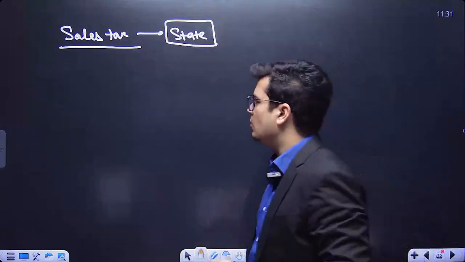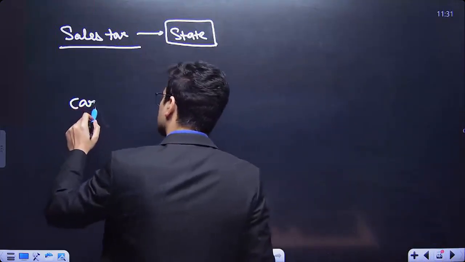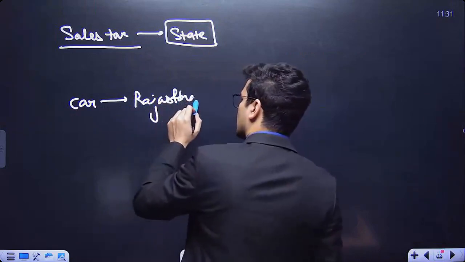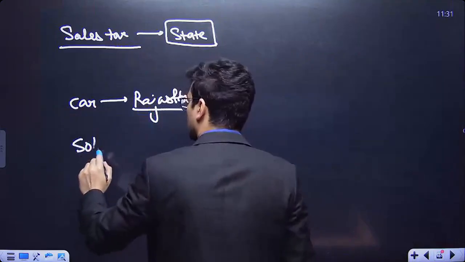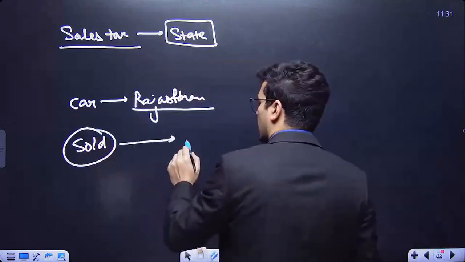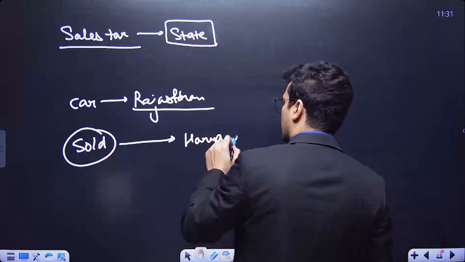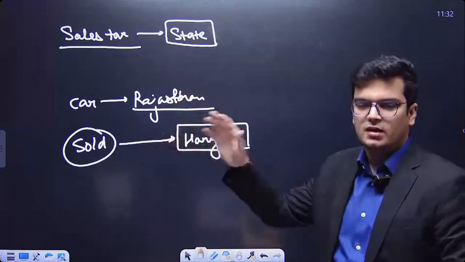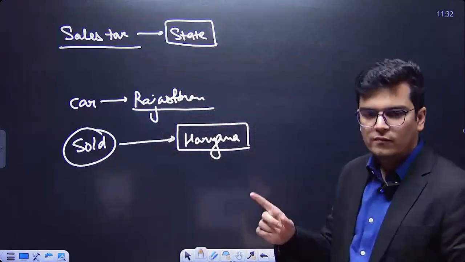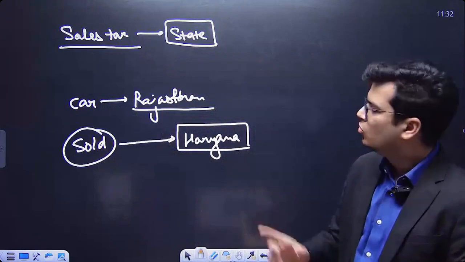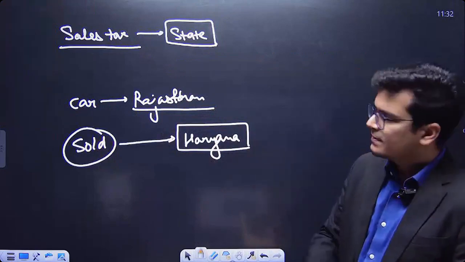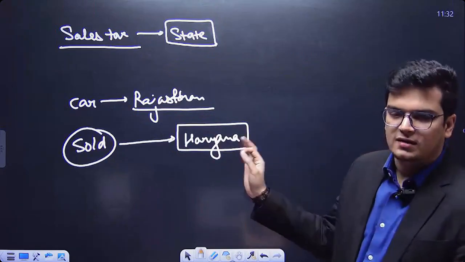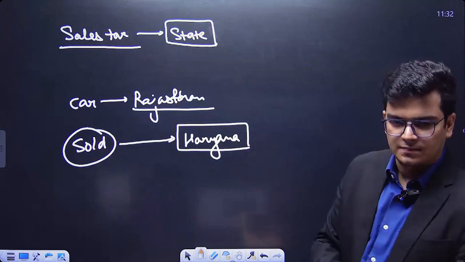Okay. Now, let's say a car is produced in Rajasthan, but it is sold in Haryana. Now, who will collect the sales tax here? There is interstate sales, right? Haryana government has to collect this.